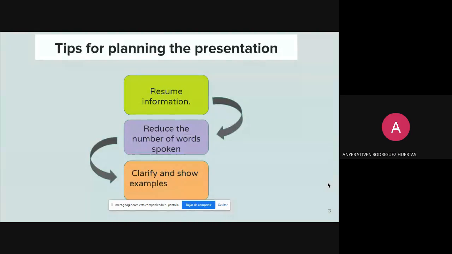Okay, tips for planning the presentation. First, summarize the information when you investigate the topic. Summarize the information in diagrams to make it easier to present. Next, reduce the number of words spoken. You can display a graph of your results instead of reading things. Clarify and show everyday examples to make it easier to understand.